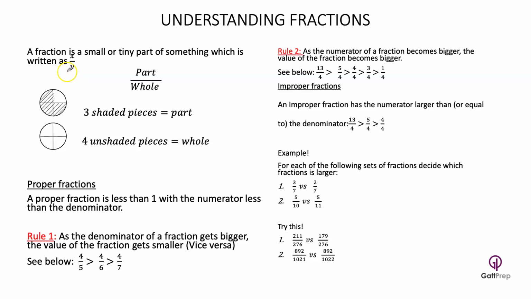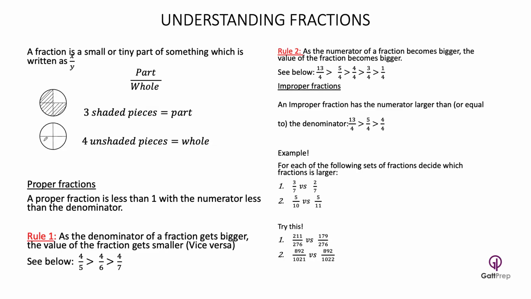Now, a fraction is a small or tiny part of something which is written as x over y, with x being the numerator and y being the denominator. We will examine the two circles here and try to use them to help us understand how fractions work. Fractions basically divide units into parts. The units above have been divided into 4 equal parts because the denominator of our fraction is 4.